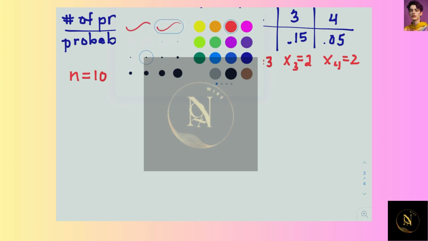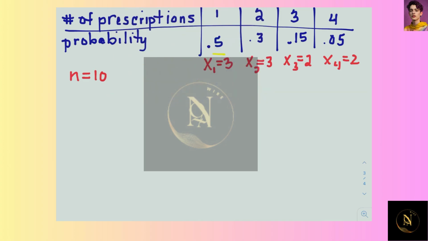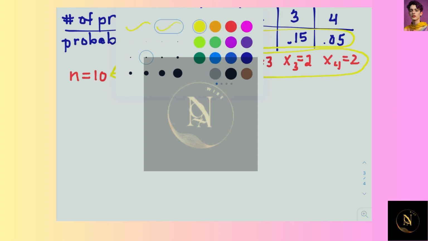And notice that X1 plus X2 plus X3 plus X4 totals up to your N. And also notice that when you add up all of the probabilities, they total up to 1. That's very important, to make sure that you've got all the information. So this is a multinomial probability.